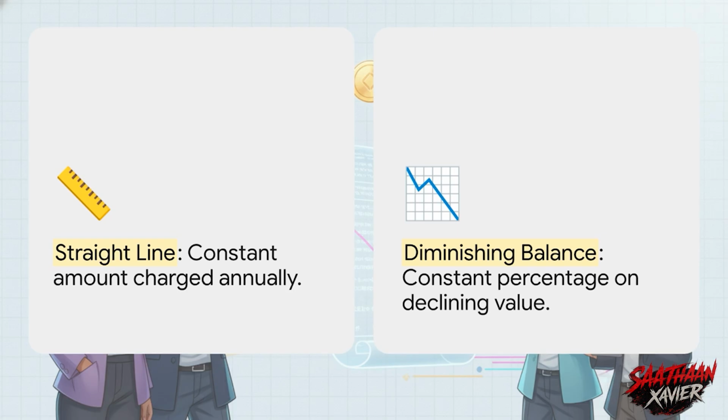Then you have the diminishing balance or written down value method. This one charges a constant percentage on a declining balance, which basically means it front loads the cost heavily in the early years. Why do that? Well, because some assets, like high-end tech or vehicles, lose a ton of value right out of the gate, while their repair costs naturally go way up later in life. This method balances that whole dynamic out perfectly.